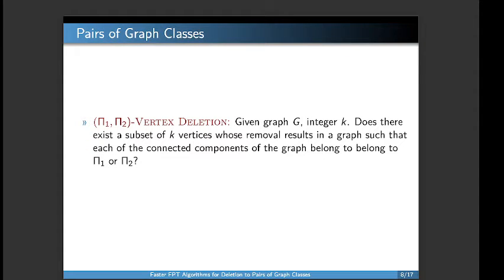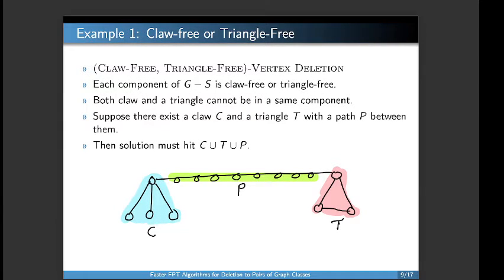So here is the general definition of pairs of graph classes pi 1, pi 2, and let's look at an example where pi 1 is claw-free graphs and pi 2 is triangle-free graphs. Hence, if a graph does not satisfy this, then there is a component that is neither claw-free nor triangle-free. Hence, there is a claw C and a triangle T occurring in the same component. And since they occur in the same component, there is a path P between them. The solution has to hit the union of C, T and P.